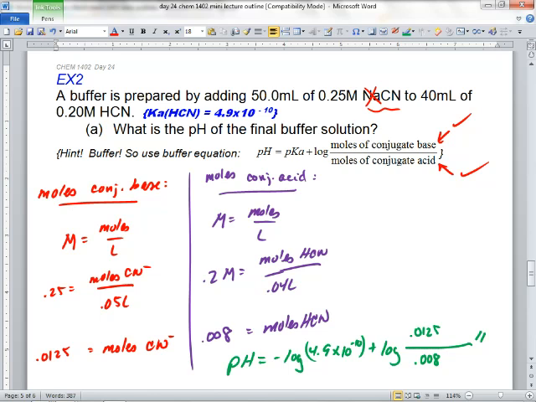Anybody get a number? 9.5. Okay, good. That's what I got. Well, 9.50 or something. Okay, a bunch of us got 9.5. So make sure you can get that.